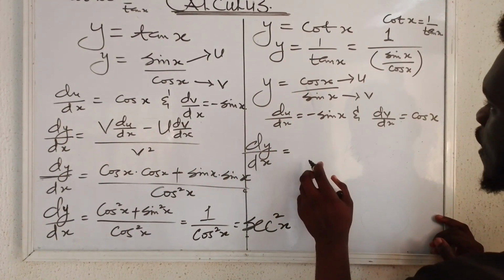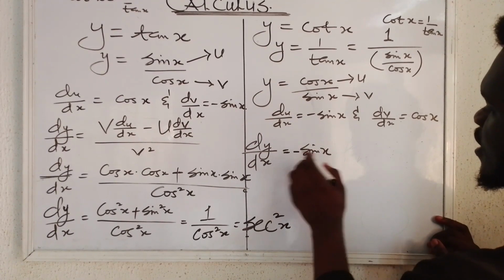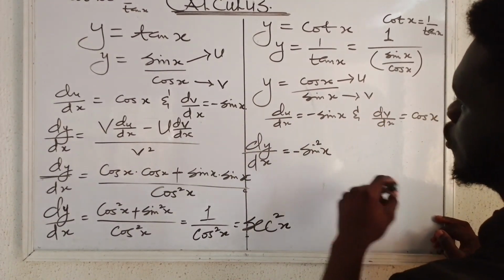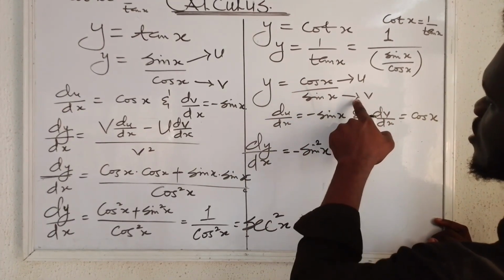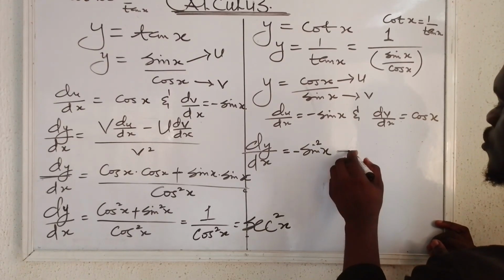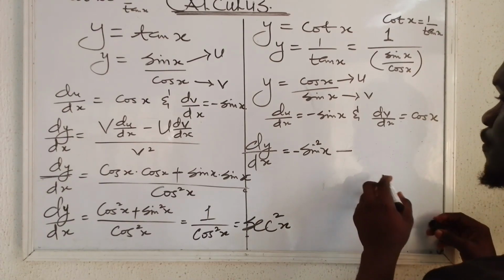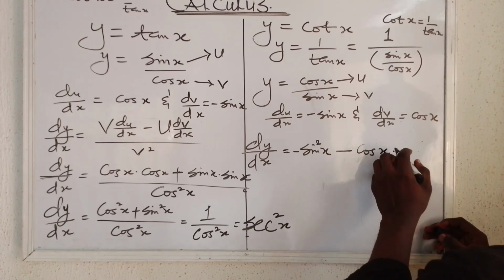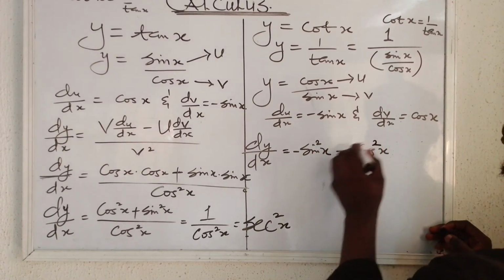So we can say, what is v? v automatically becomes sine of x, and we have du/dx, so we have negative sine squared. Why? Because du/dx here is negative sine, and v is the sine of x. So you can see they put together and become sine squared x. So minus what? Minus u. What is u there? u is the cosine of x, multiplied by the cosine of x, which is cos squared x.